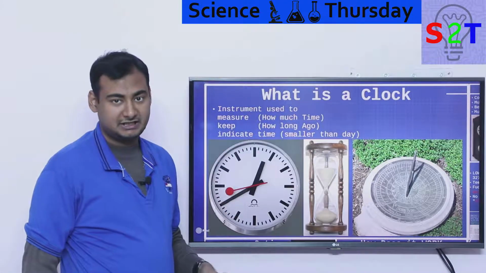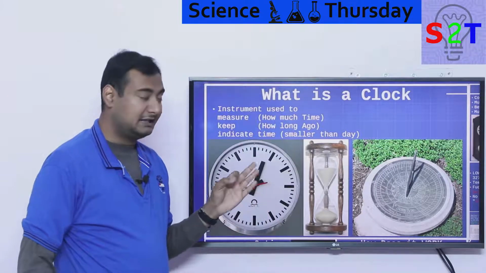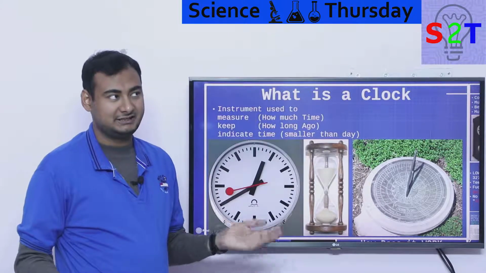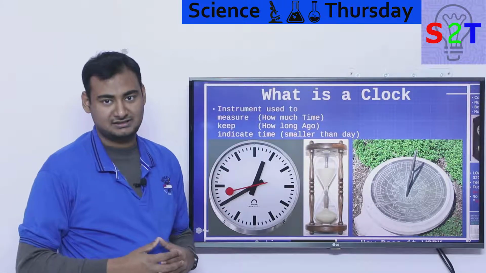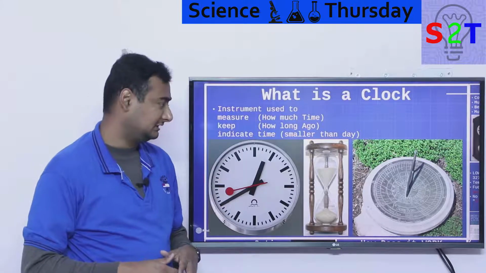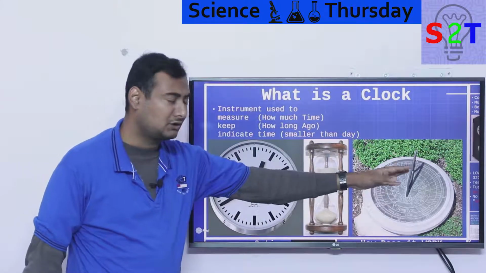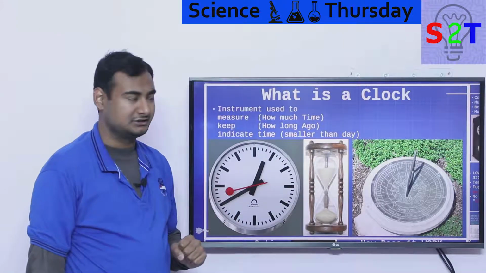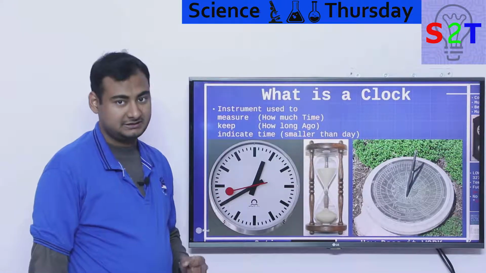Then it also has to indicate it. This is for us basically, and it must be smaller than a day, because if you are building a clock that is showing only 1 day or 1 night, we can see it using the sun itself. So it has to be much smaller than that. Even the earlier sundial can show hours very accurately, sand clock also, and this is our modern system. So these are the three core things that it has to do.